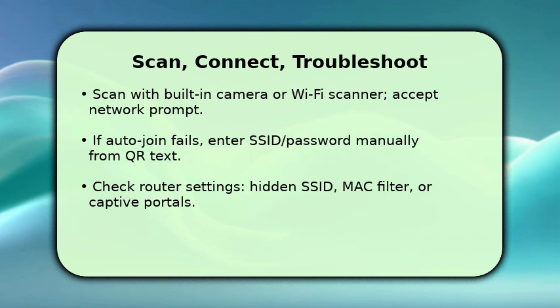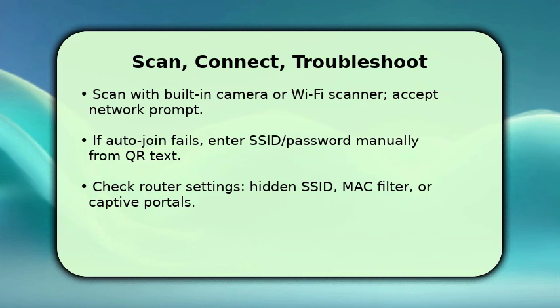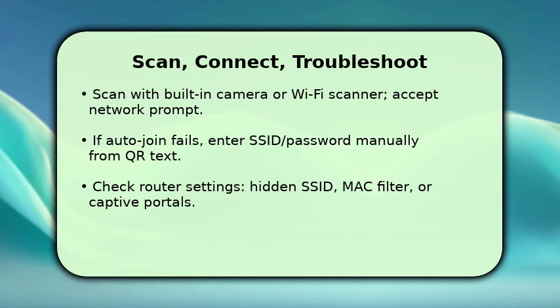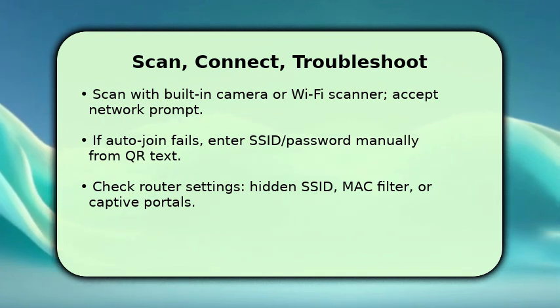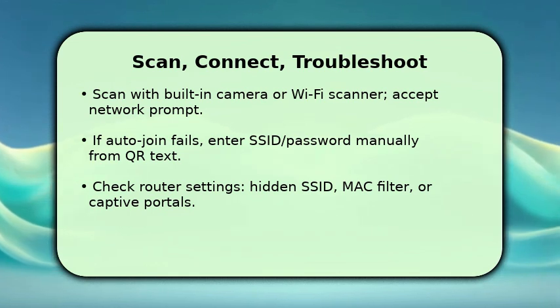If auto-join fails, open the QR image text to copy the SSID and password and enter them manually. This reveals encoding errors. If problems persist, check router features like hidden SSID, MAC filtering, or captive portal requirements. Disable or adjust those, then regenerate and retest the QR.